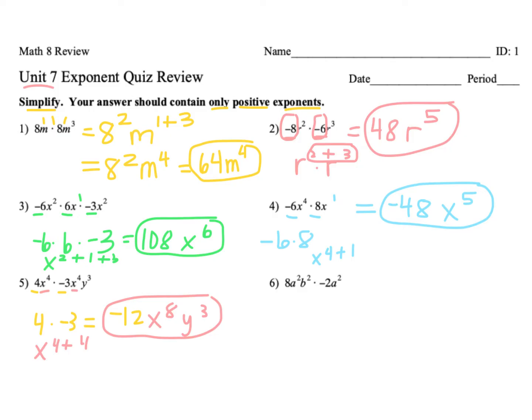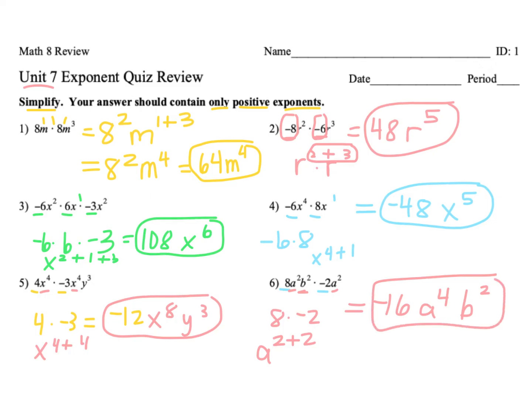All right, moving on to number 6. The 8 and the negative 2, those are different terms. So I'm going to do regular multiplication there with those. So 8 times negative 2, a positive times a negative, it's going to be negative 16. And then my a's are the same. I'm going to keep the base and add the exponents. So that's a to the fourth. And then there's nothing to go along with the b, so I'm just going to bring that along, b to the second. Okay, so when our bases are the same and we're multiplying, we keep the base and we add the exponents.